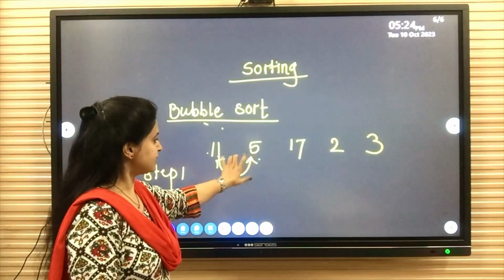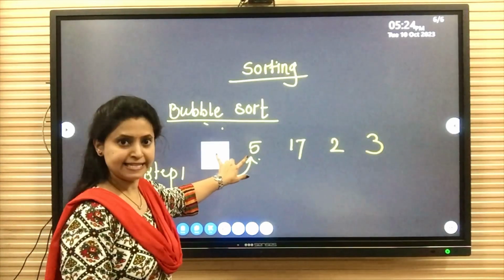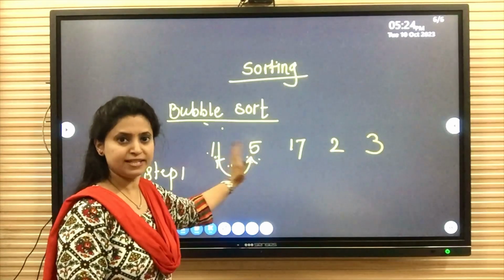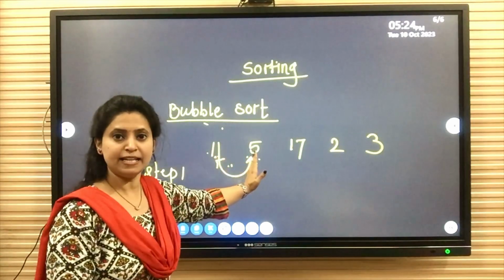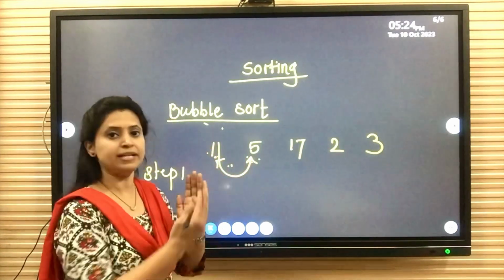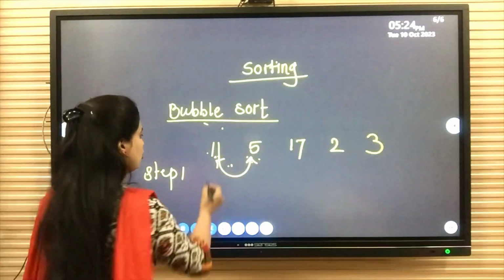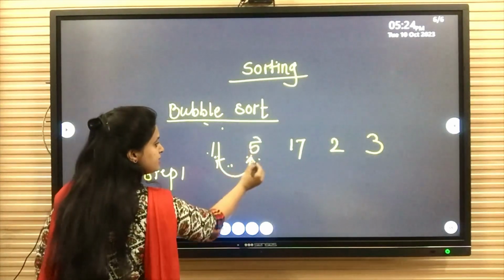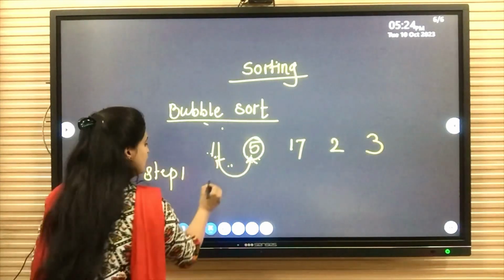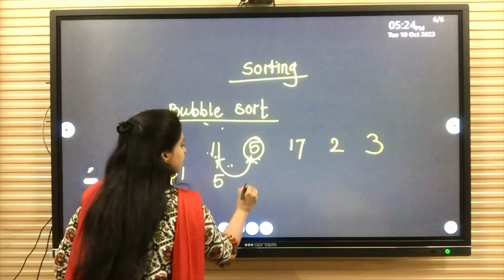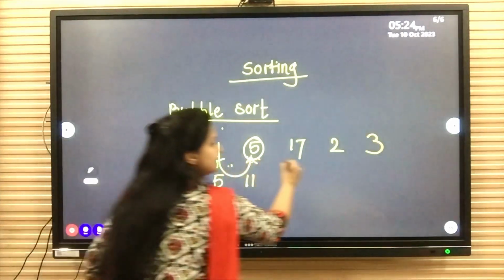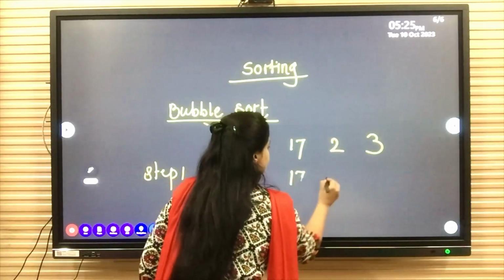Now here we will consider the first element and the second element. We have to compare these two elements. If the second element is smaller than the first element, rearrange them. So in this case, this element is smaller than 11. So I will rewrite this as 5, 11 and then the rest of the elements remain as they are.